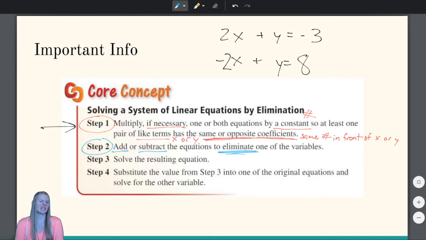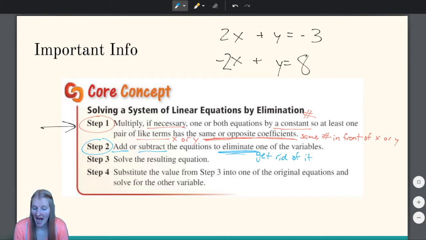What does it mean to eliminate something? If we're on a singing competition and one of us gets eliminated, they get sent home. They're out of the competition. They are no longer here. So to eliminate something means to get rid of it. To not have it anymore.